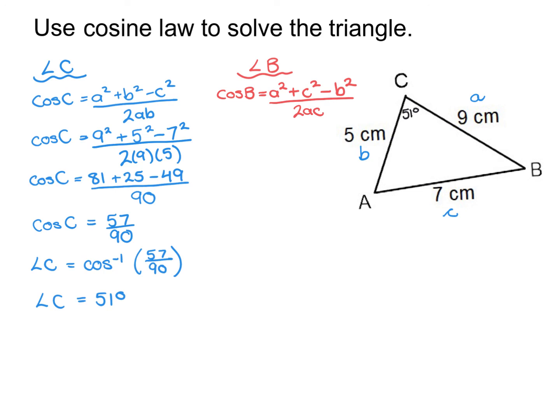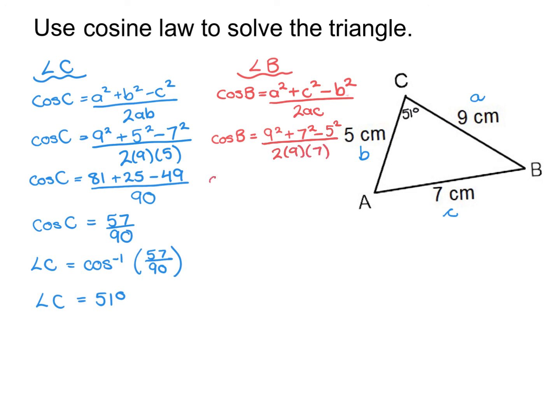So notice the difference in this equation. I've changed this side to be capital B, and this to be b squared, and the bottom to be c instead of b. So I'm basically switching the b and the c's. All right, so now let's fill in the numbers. So cos of angle B, which is just angle B, is equal to a squared, which we know is 9, so we're going to write 9 squared, plus c squared, which we know happens to be 7, so we're going to write 7 squared, minus, and b happens to be 5, so minus 5 squared. All of that over 2 times a, which is 9, times c, which is 7.